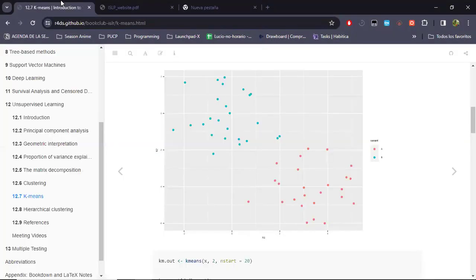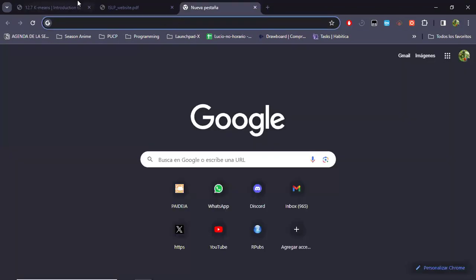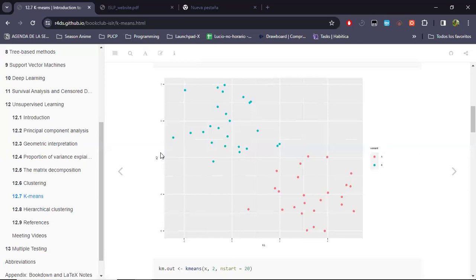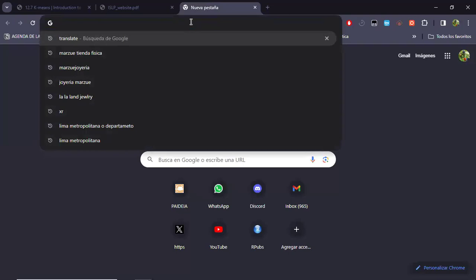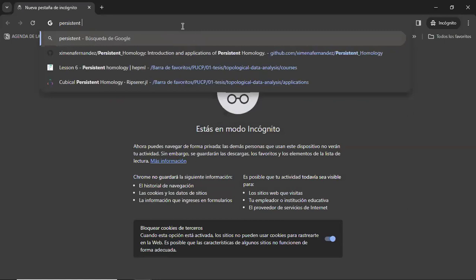And an interesting generalization of this idea of differentiating spaces by the number of dimensional holes that they have, a generalization of k-means, not only looking at zero-dimensional holes, is being done quite recently, I think almost 20 years ago, when this tool called persistent homology was created. Let me share one of the most fundamental papers about it.